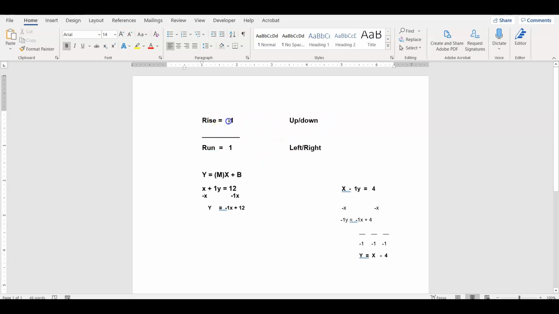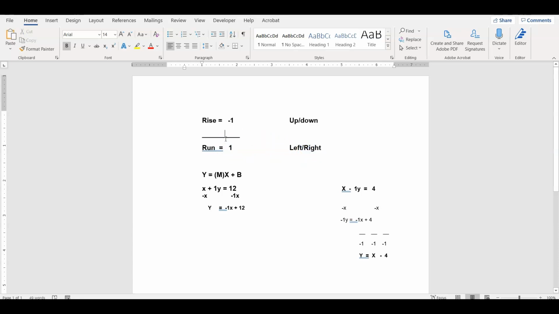So the rise here is -1. You know that on a graph, you want to go down when the number is negative. And the run is also 1, but this one's positive. So when it's positive, you know that on a number line, you're going to the right. So negative on the up and down scale means we would be going down. And 1, when it's positive, means we go to the right.